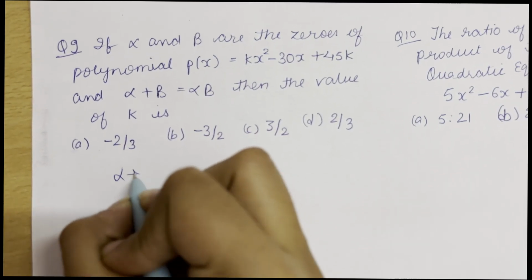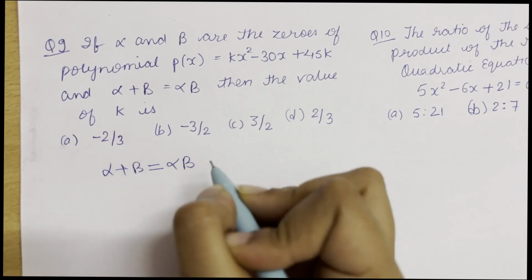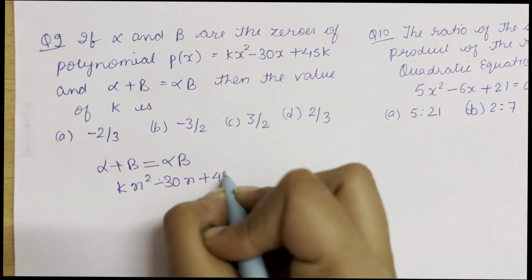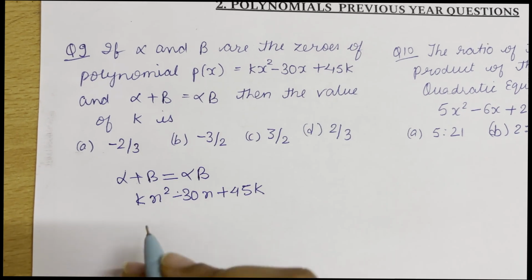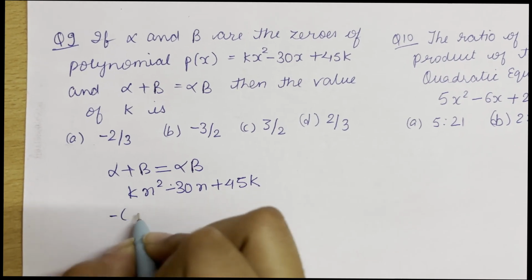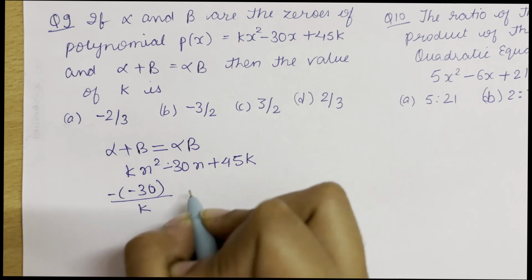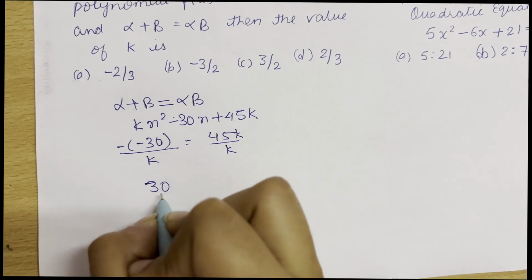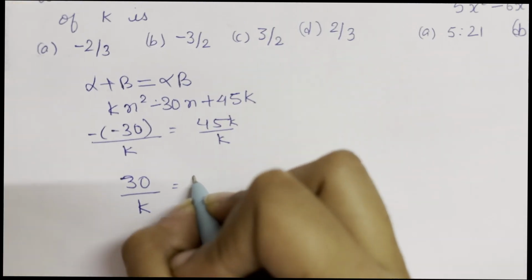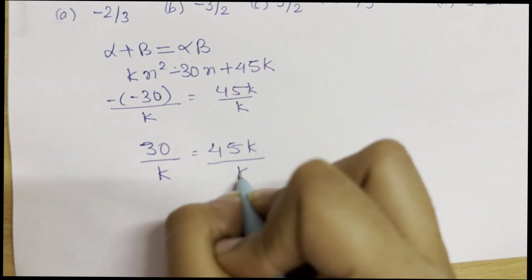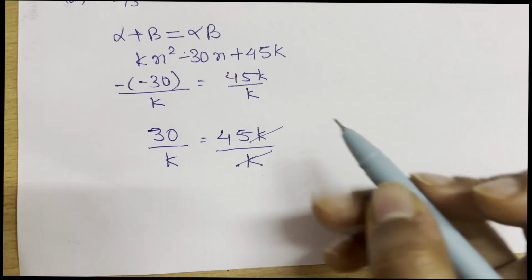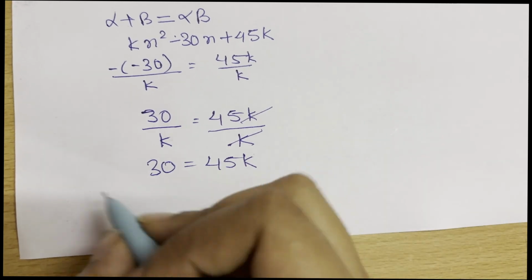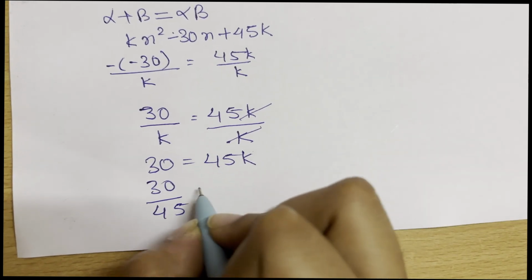So this equation is given to us, that is alpha plus beta is equal to alpha beta, kx square minus 30x plus 45k. So alpha plus beta, from this equation we got minus b by a equals c by a. So we got positive 30 upon k equals 45k by k. This k got cancelled and we got 30 is equal to 45k. The value of k is 30 by 45.